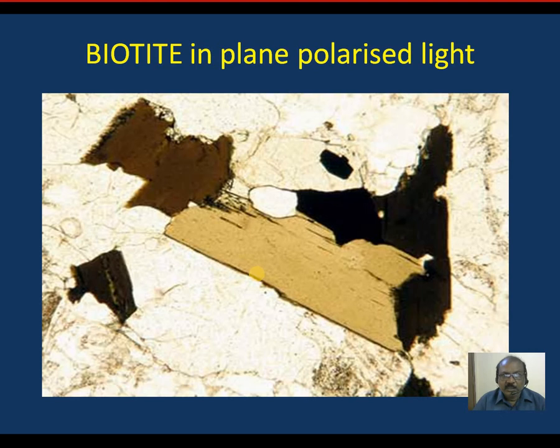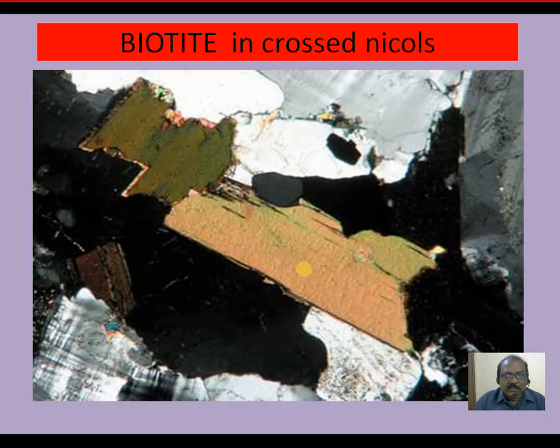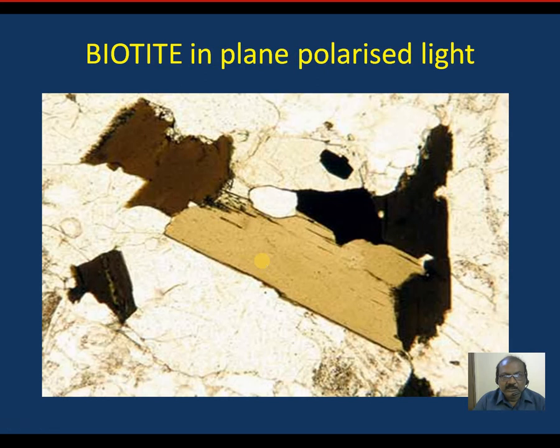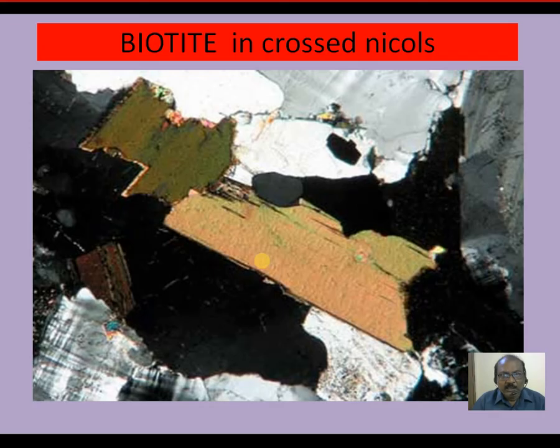Biotite, in plane polarized light, looks somewhat light yellowish in color, and in crossed nicols it appears dark yellowish green in color. This is biotite, under plane polarized light, and under crossed nicols the same mineral grain appears in such a way.